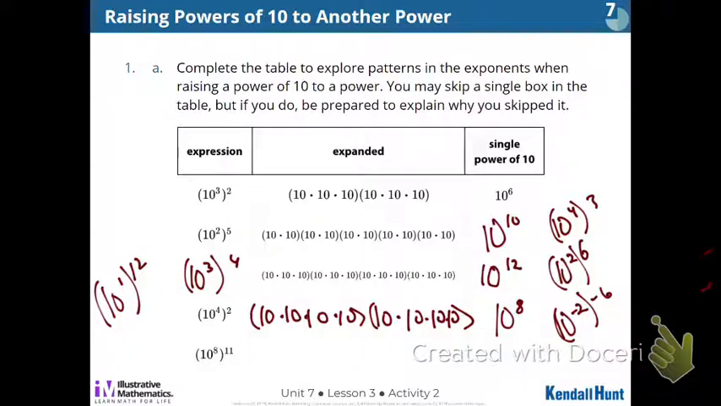10 to the 0 to the 12th would be 0 times 12. That would be 10. Yeah, I like that. It would be 10 times. But I thought it was 1. Like 10 to 0 is 1. So it's equal to 1.